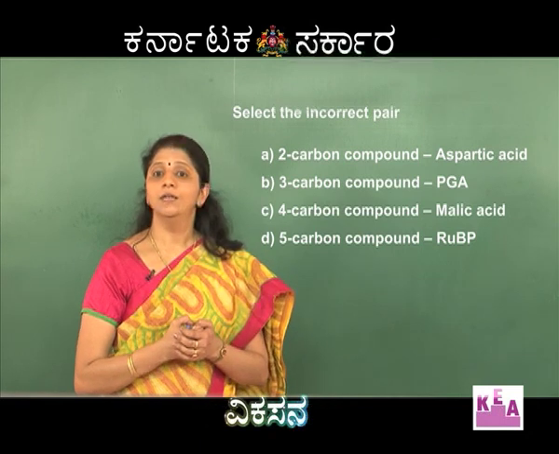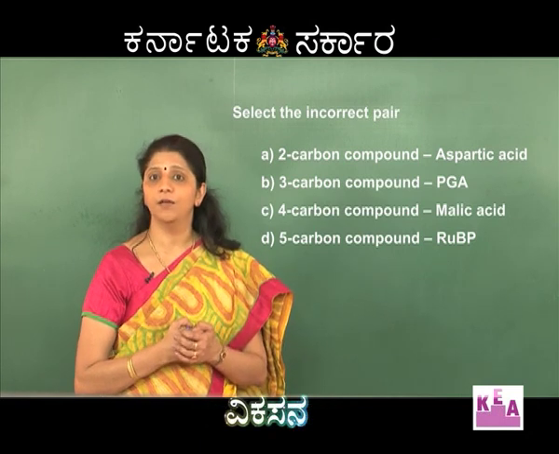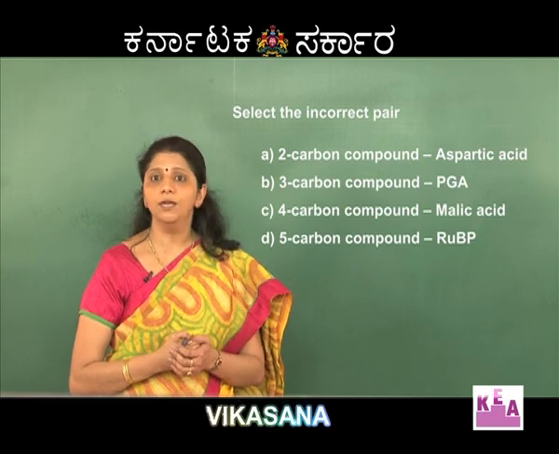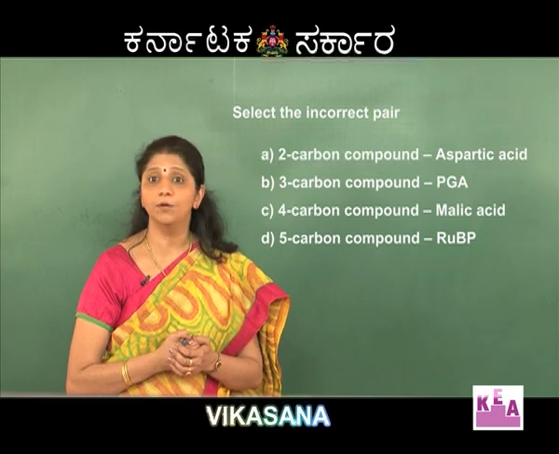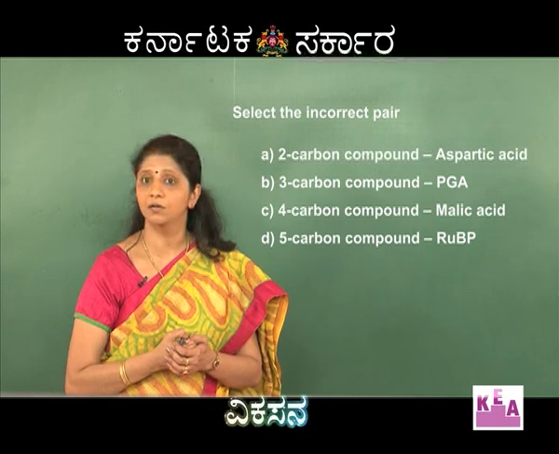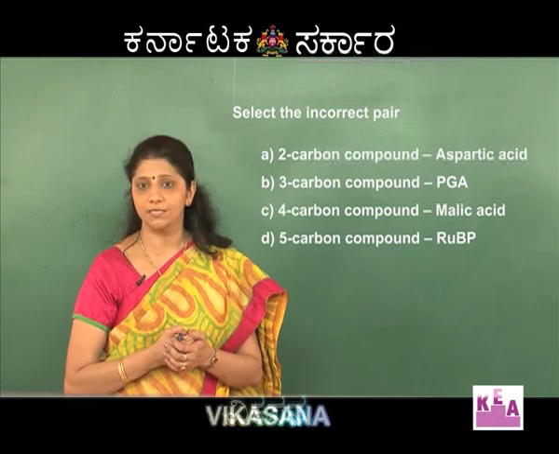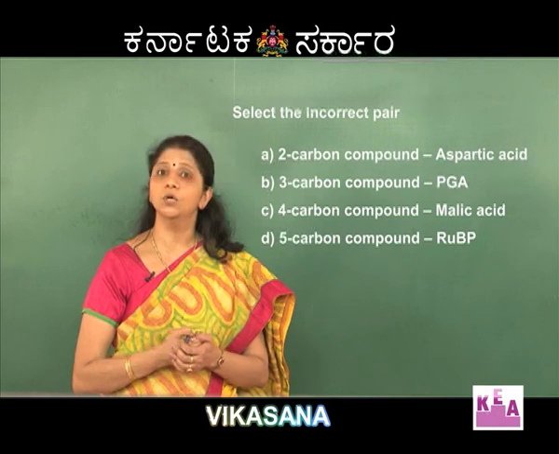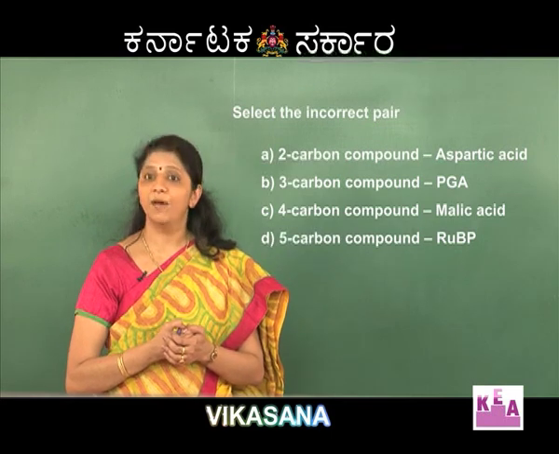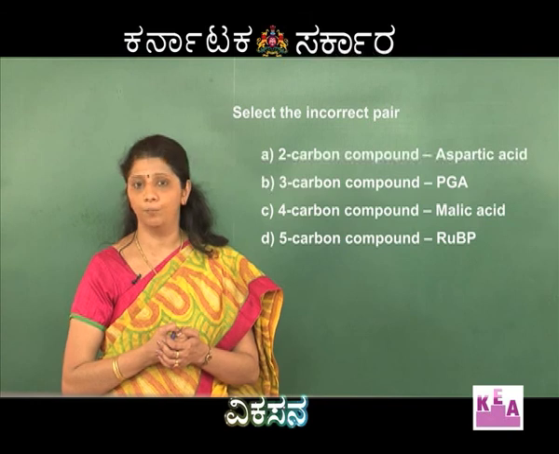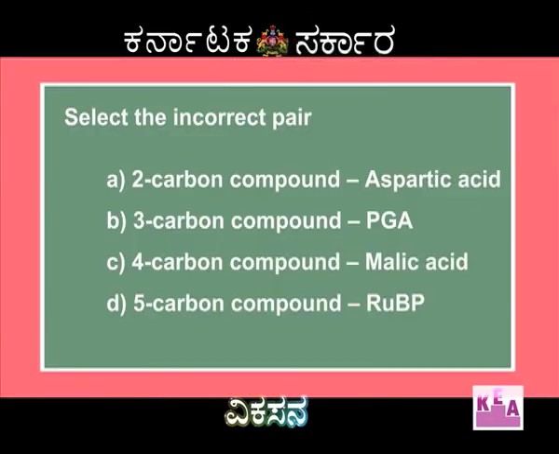Now, going to the previous one, that is PGA, phosphoglyceric acid. You know that it is the first stable product of Calvin cycle or C3 cycle. So, definitely it is a 3-carbon compound. Now, coming to the aspartic acid. Aspartic acid is also there in the C4 cycle, and it is also a 4-carbon compound. It is very clear that phosphoglyceric acid is a 3-carbon compound, malic acid is a 4-carbon compound, RUBP is a 5-carbon compound. At the same time, aspartic acid is a 4-carbon compound.